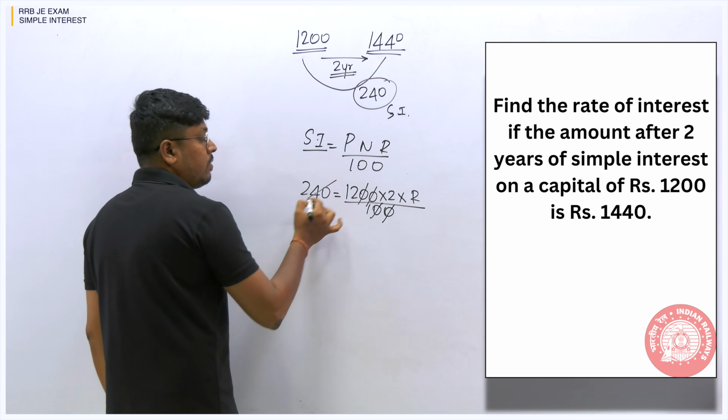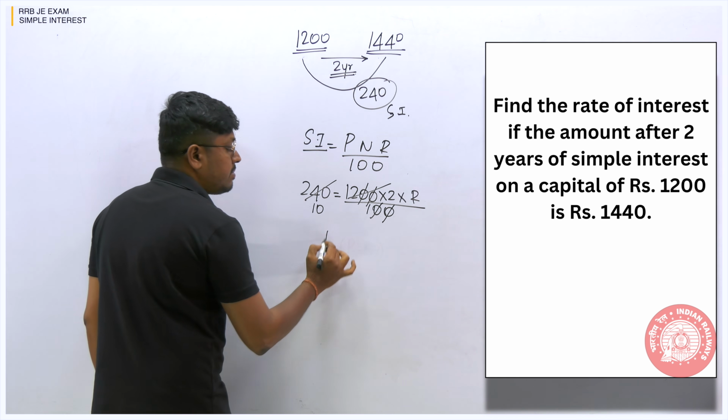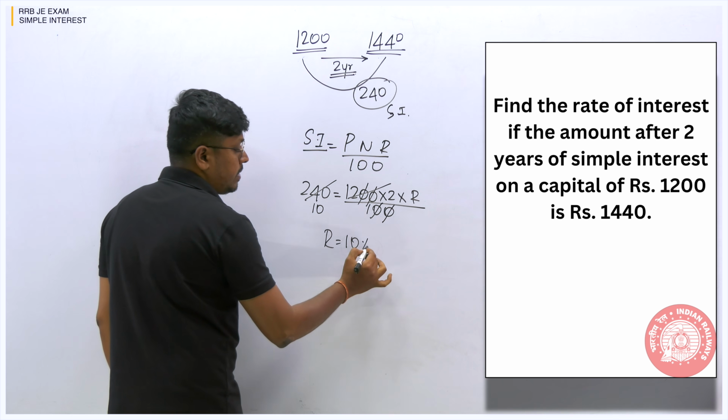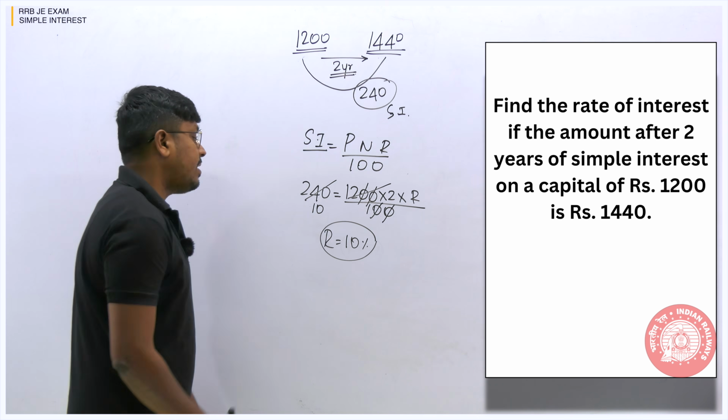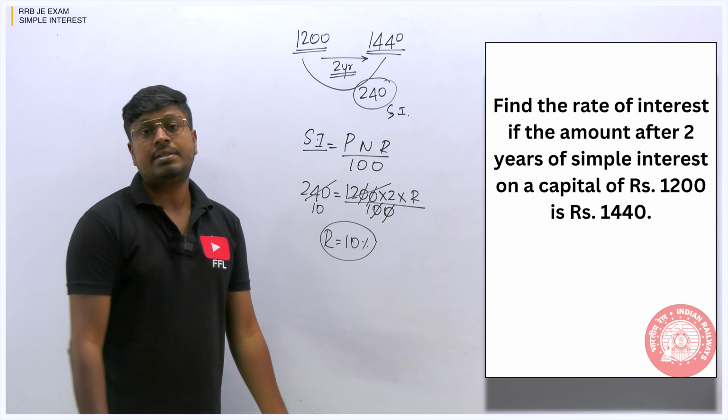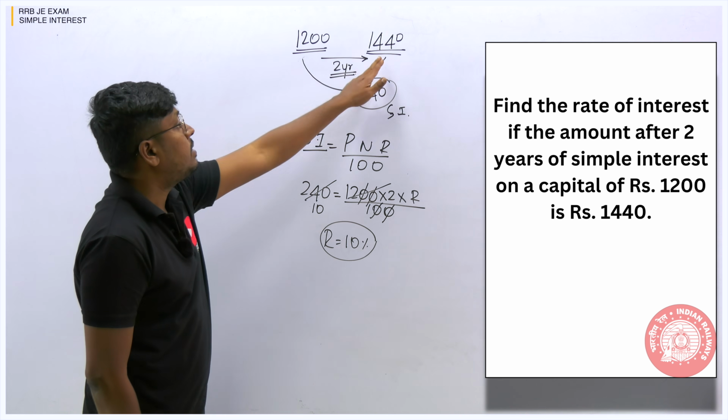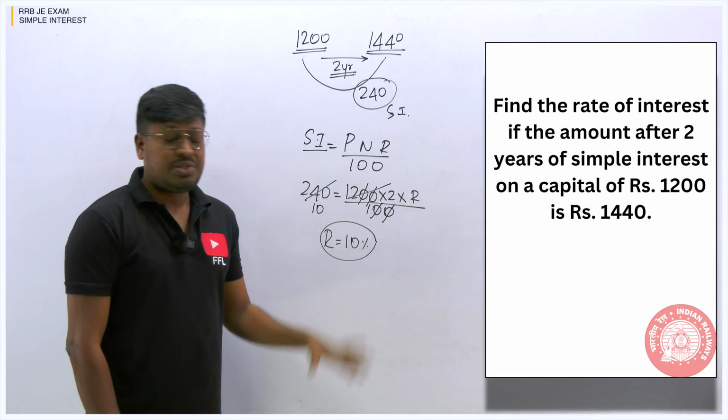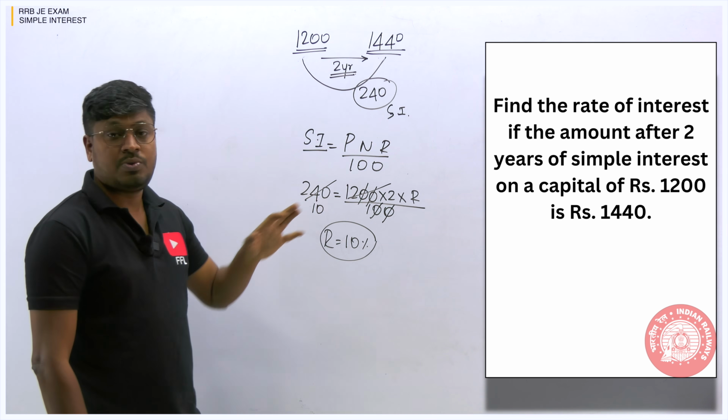12 2s are 24, so we can cancel it, which is 10 times. So rate of interest is equal to 10%. So finally we can say that if the rate of interest is 10%, then for 2 years we will get this amount of 1440. Again, this is not the only method to solve the question, right?